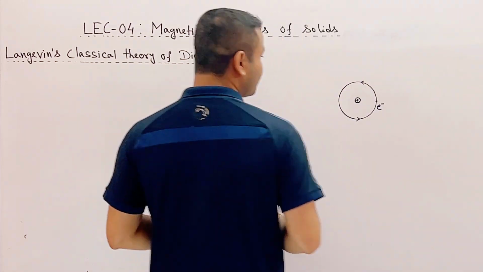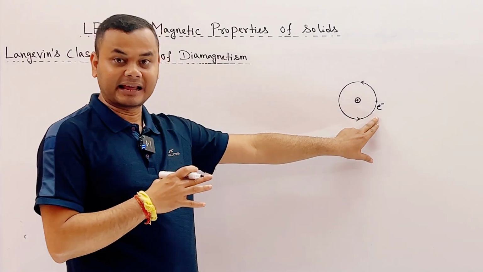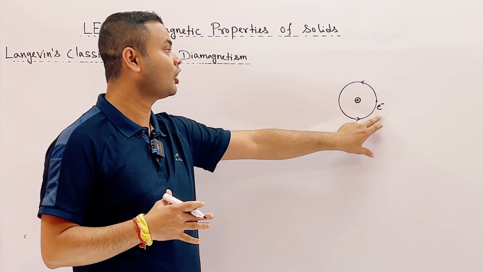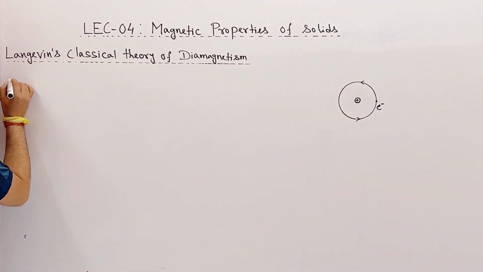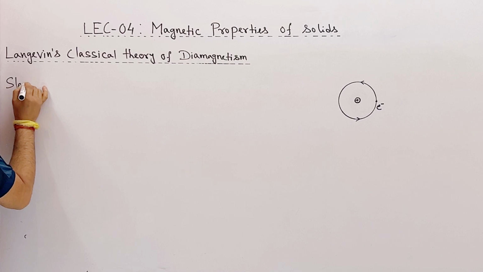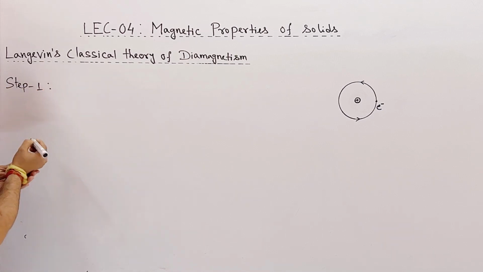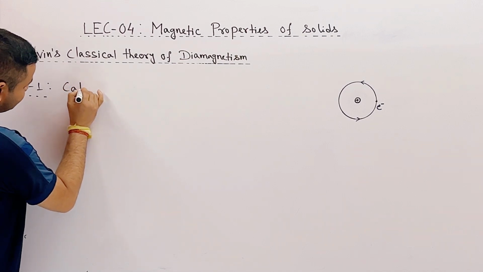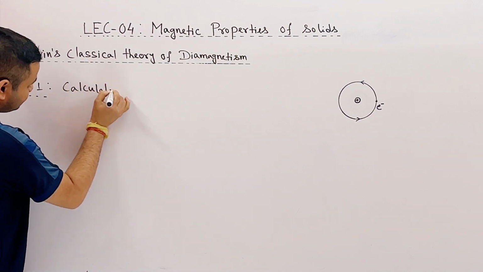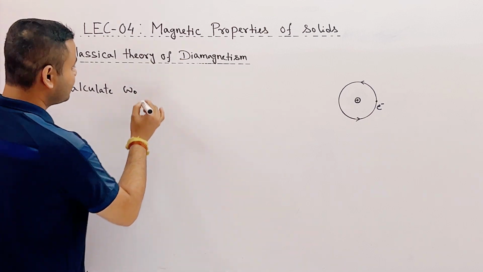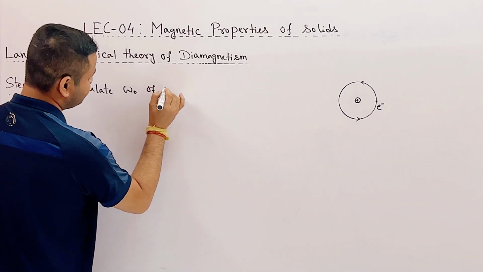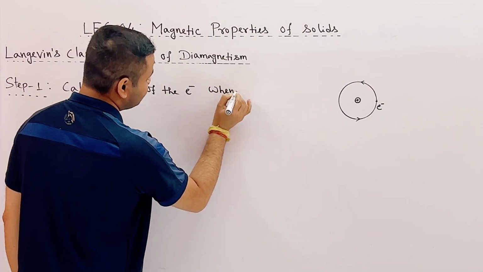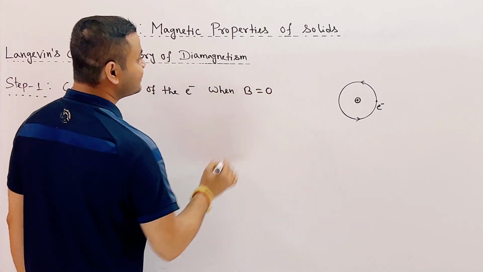In step number 1, we will consider a 1 electron atom in absence of any external magnetic field and we will calculate the angular frequency of this electron. Okay? So, in step number 1, we will calculate angular frequency of the electron when external magnetic field is 0.